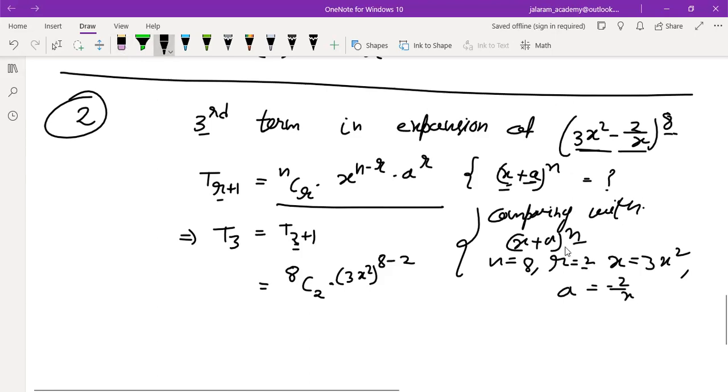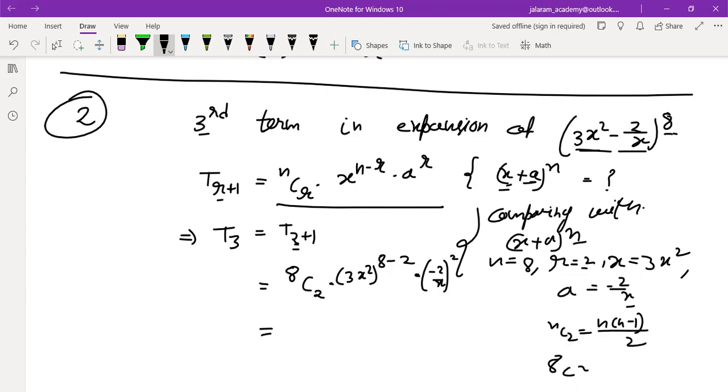This is 2. Into a, the value of a is minus 2 by x, whole to the power r, which means 2. Now the value of 8C2: we know that NC2 is obtained by n into n minus 1 upon 2.